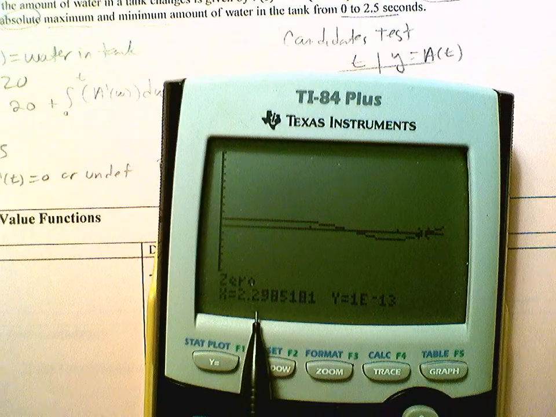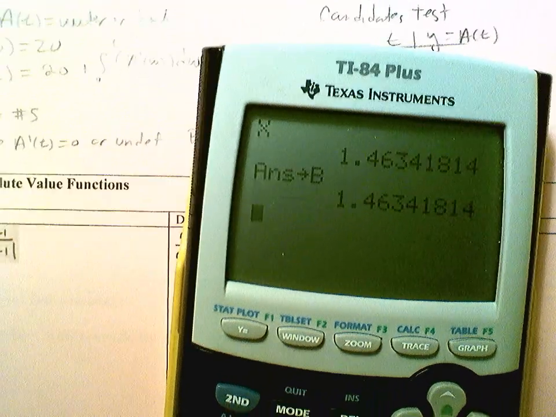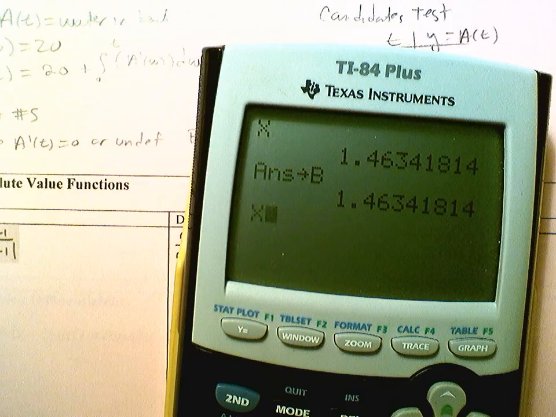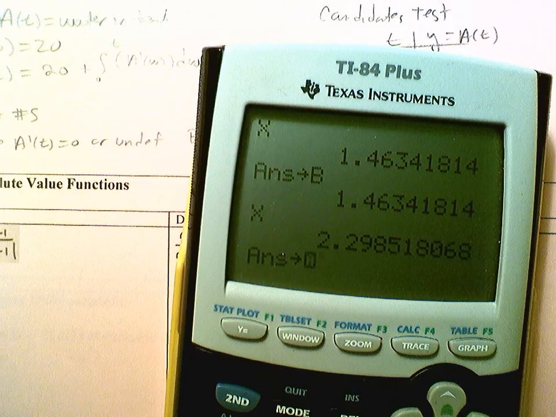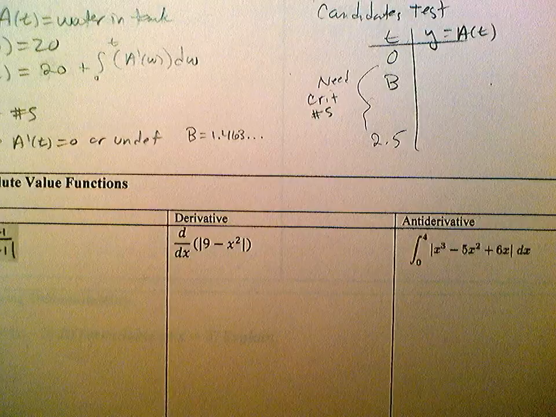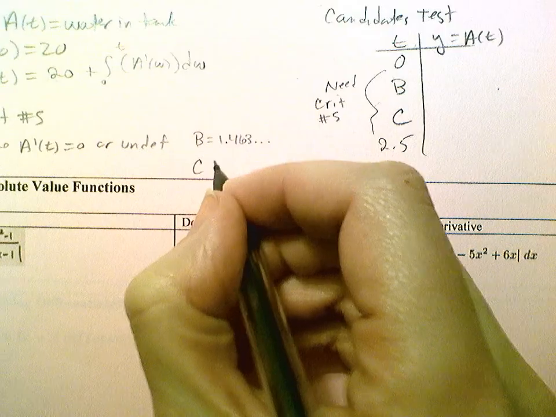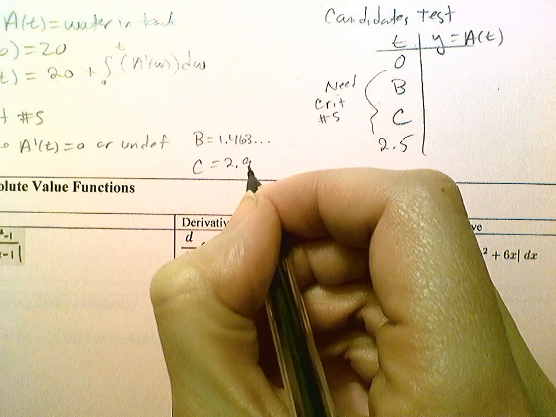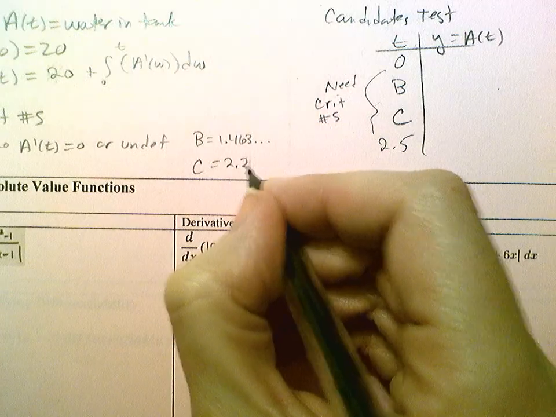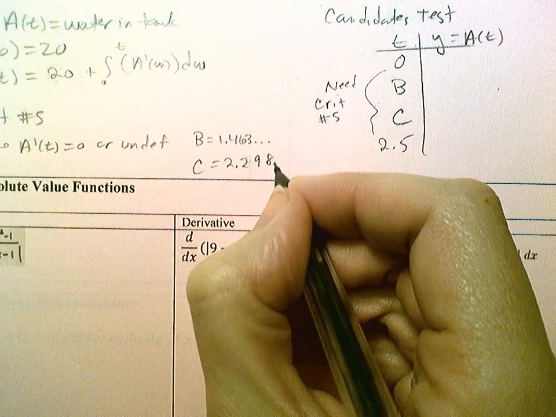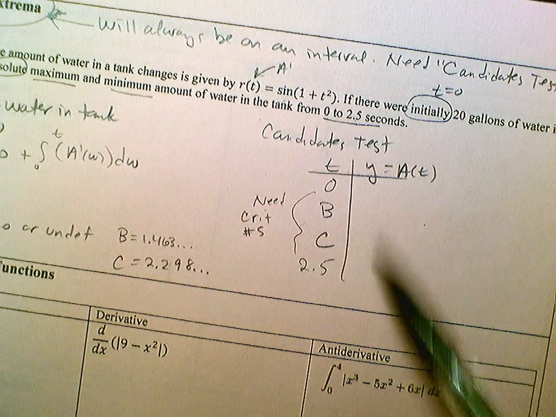Okay, so there's my second critical number. So again, home screen, hit X, and then I'll store this under C. I haven't used C yet. Okay, so C equals 2.298... Okay, now we're going to get these outputs.